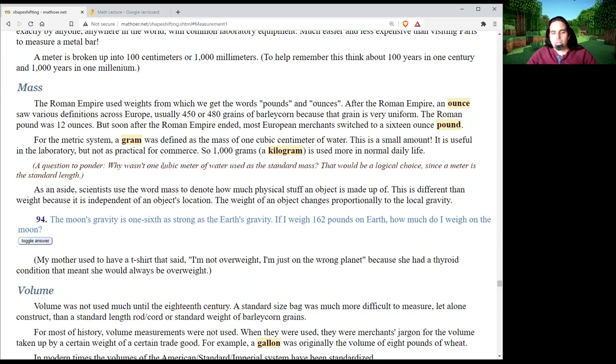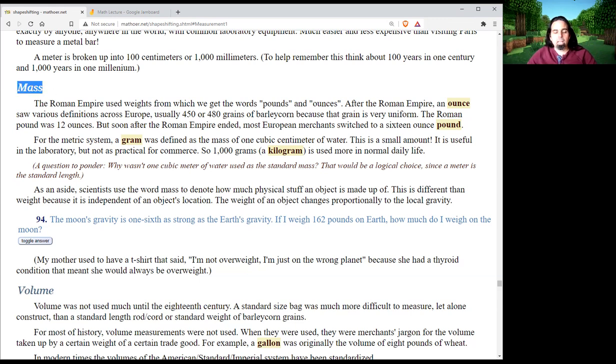Why wasn't a cubic meter of water picked? Since a meter is the standard length, why not use a cubic meter in its entirety instead of just a cubic centimeter? And the answer is it would be way too heavy. Imagine an aquarium that's like almost a yardstick on the side. If you filled that up with water, it would be immensely heavy.